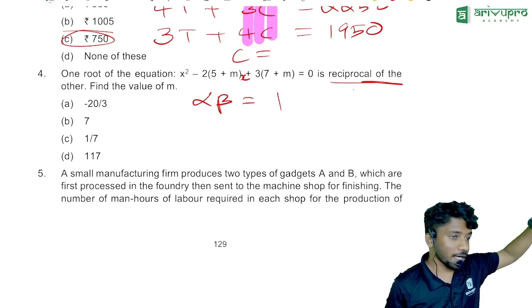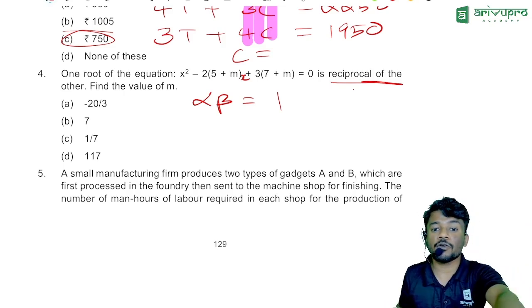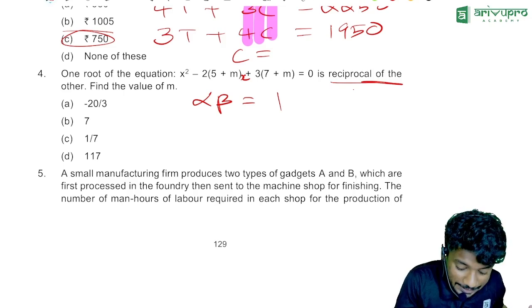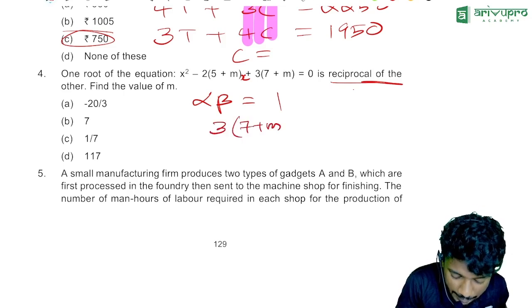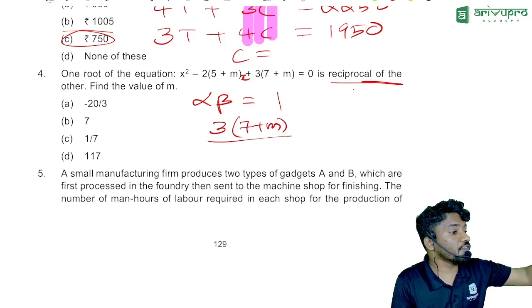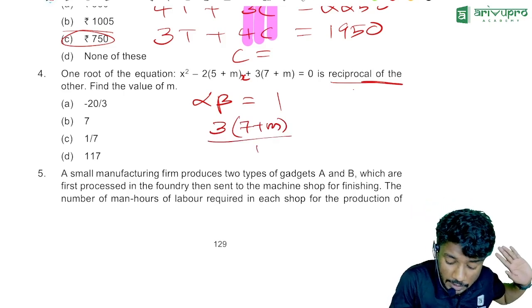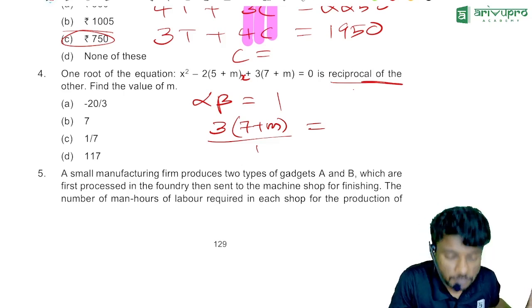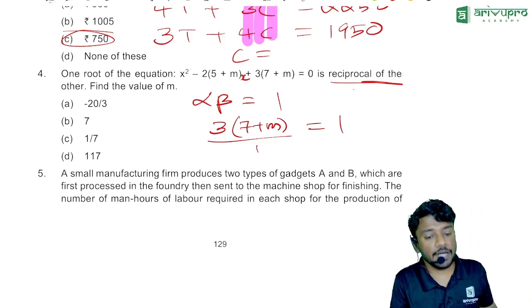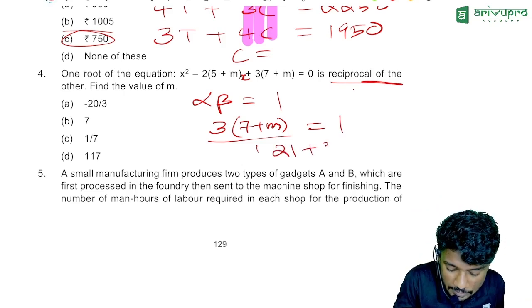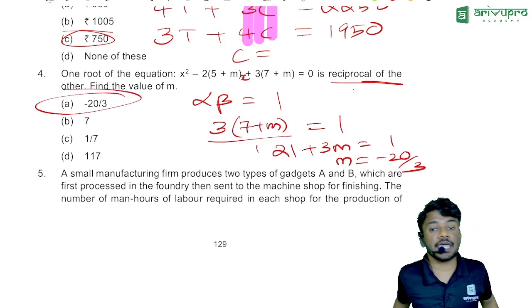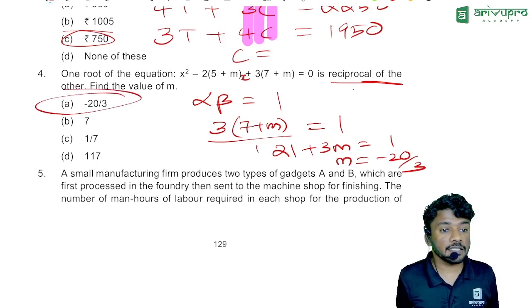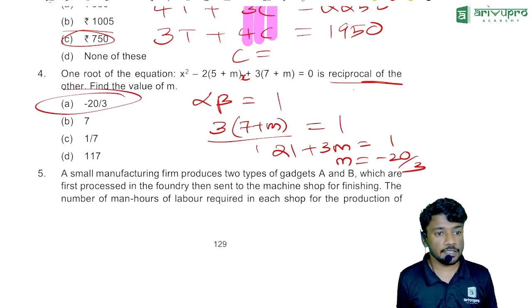According to our formula of quadratic equation, what was the formula for product? Yes, constant term, that is 3 into (7 plus m), divided by coefficient of x square, that is 1. Which is equal to 1. So 21 plus 3m is equal to 1. So m is equal to minus 20 divided by 3. Option A. Did you get the answer? Yes. Any doubt? No.